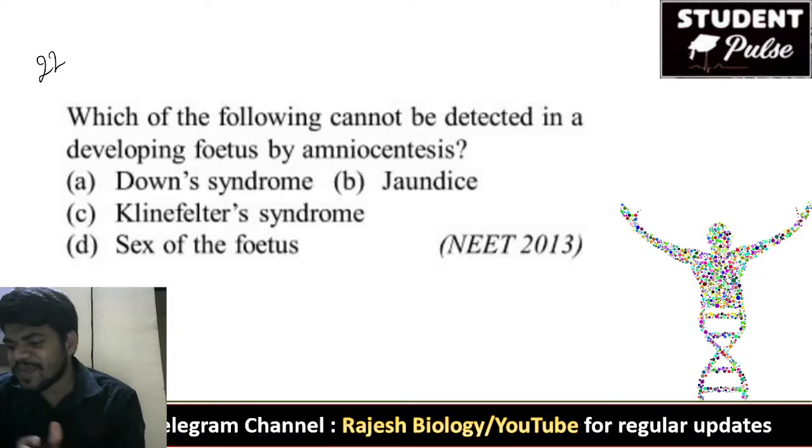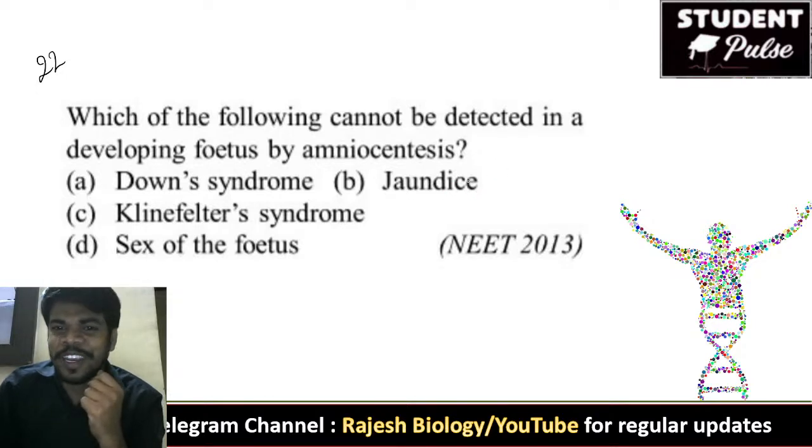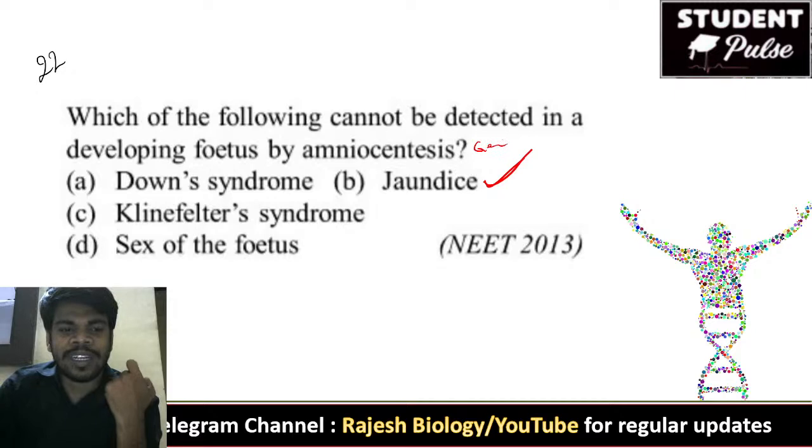Gajula Lokesh. 22nd question. Which of the following cannot be detected in a developing fetus by amniocentesis? Yes, Lokesh, you attended yesterday's session, and it is a question from reproductive health also. So very good, superb. Jaundice we cannot detect through amniocentesis. We can detect only genetic disorders from amniocentesis. Perfect.